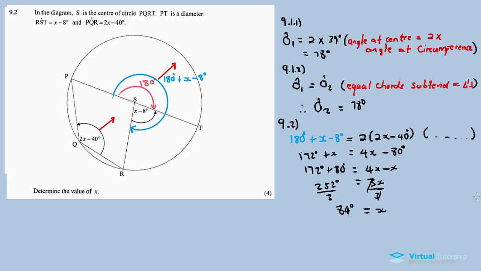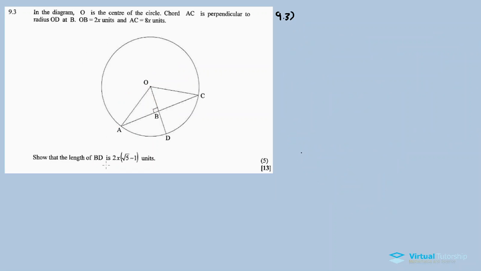Now we go to 9.3. Right, 9.3, but in the diagram O is the center of the circle, and now O is the center. Chord AC, we only have one chord, which is AC, is perpendicular to radius OD at B, right?